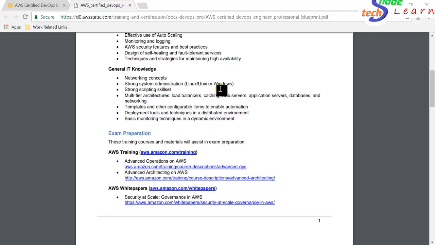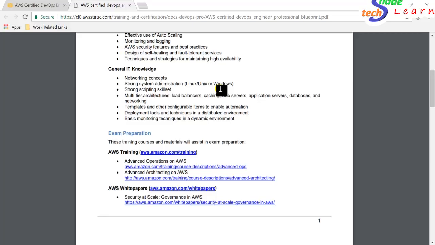Because all the cloud infrastructure is all about providing us a highly available and infrastructure as code solution to the customers. So we should be knowing all these things. And now the next thing is techniques and strategies for maintaining high availability. That is also needed while architecting the AWS infrastructure. These things need to be known very thoroughly by the architect.